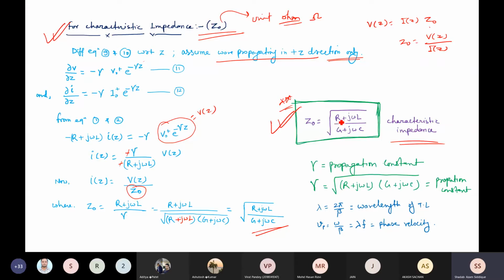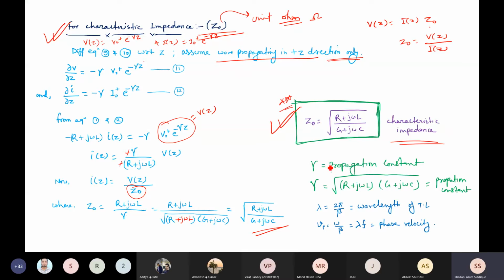If I ask you to solve for the characteristic impedance in the transmission line, you just take the wave equations, the voltage equation V of Z is equal to V naught plus e to the power minus gamma Z, and I of Z is equal to I naught plus e to the power minus gamma Z. You can solve by taking differentiation with respect to Z, and you can find it out.